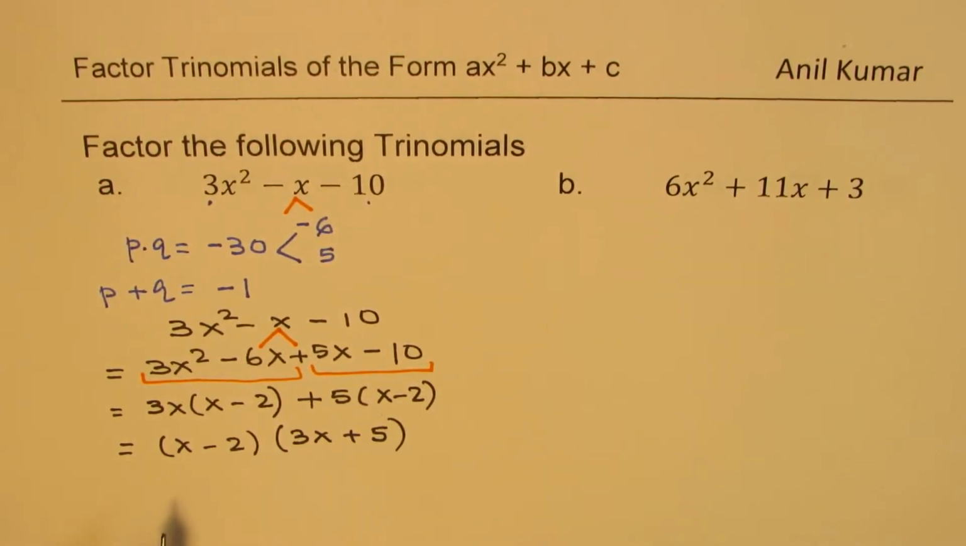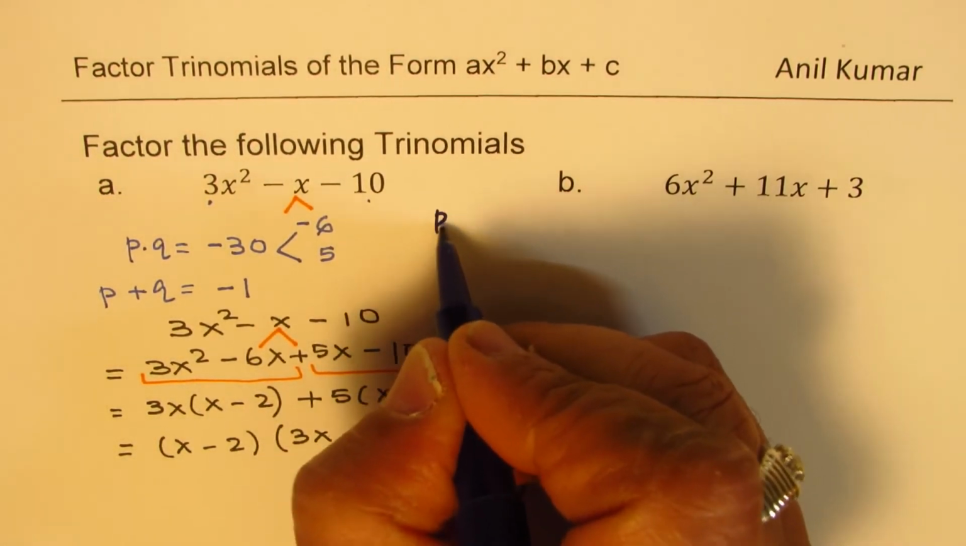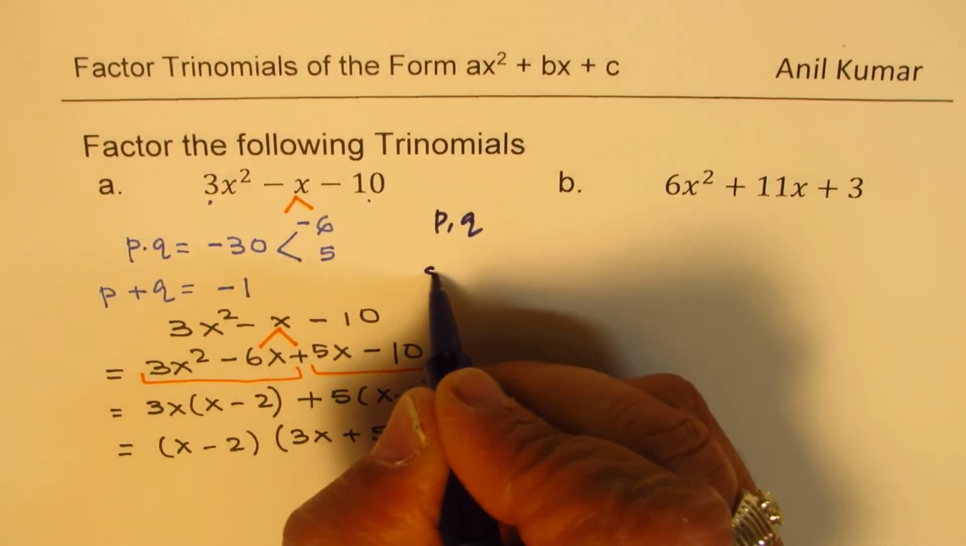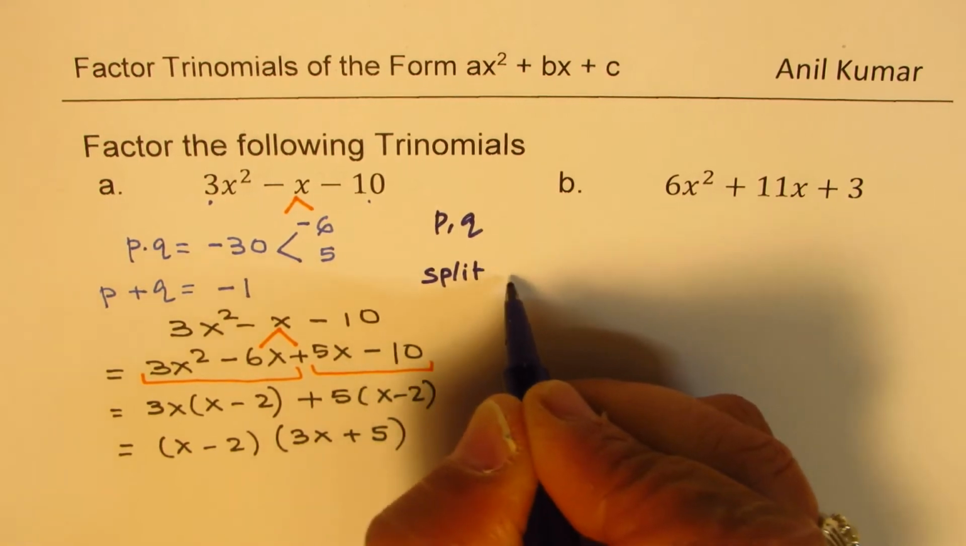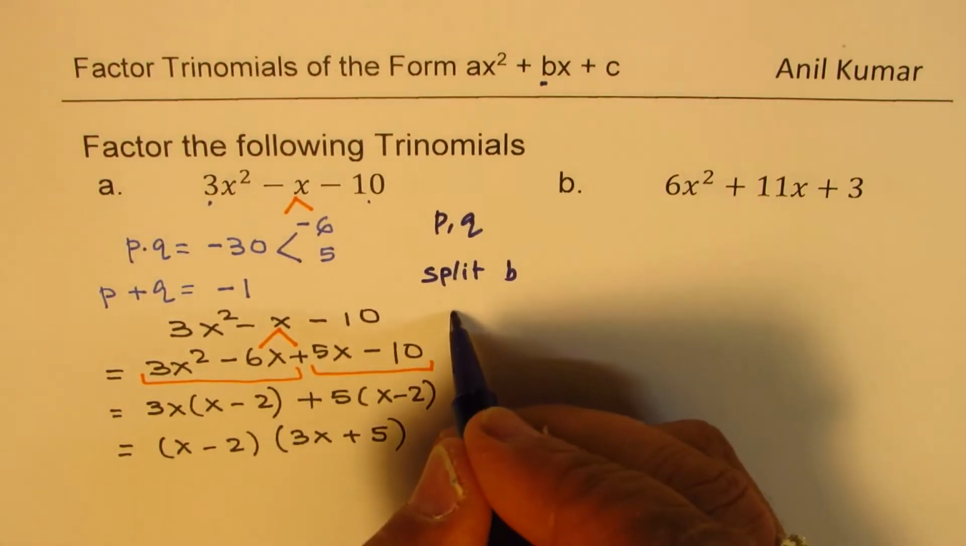Is that clear? So again, the steps involved, as you can see here, is find p and q. That is the first thing. And then the second step is split b, this term. And third is group factor.